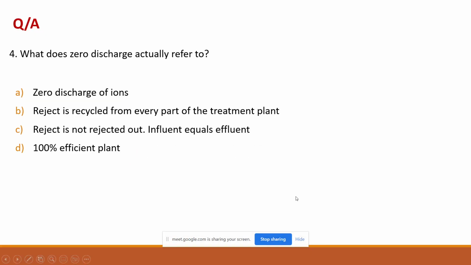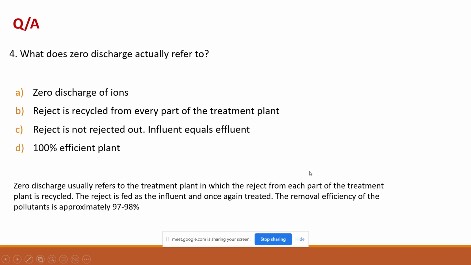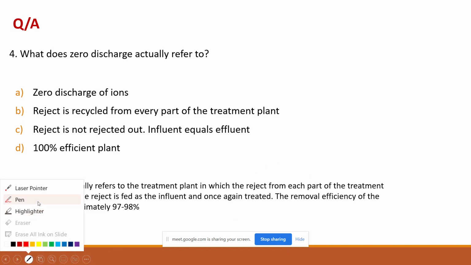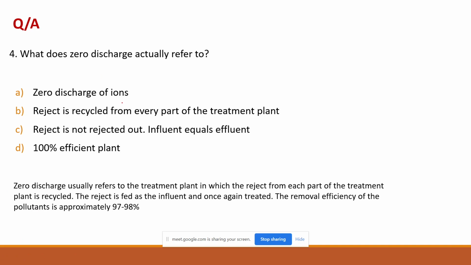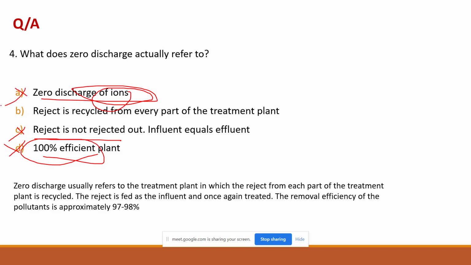Fine. So zero liquid discharge basically means, it is not possible that a treatment plant is actually working and there is no reject, so that is not possible. So this is completely wrong. 100% efficiency is not achievable. Zero discharge of ions, this has nothing to do with the ion discharge. So your correct answer will be recycling.